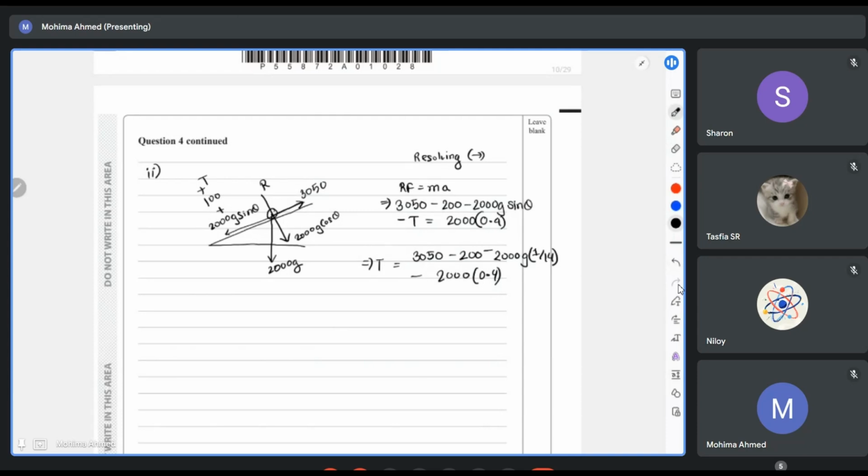So can anyone calculate this? So what is the value of tension over here now? 650. Right, 650.